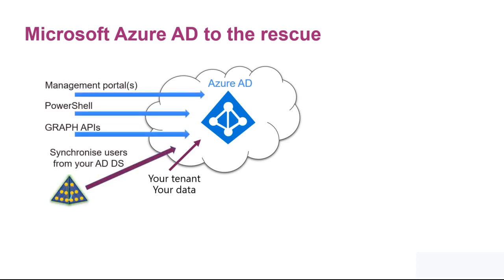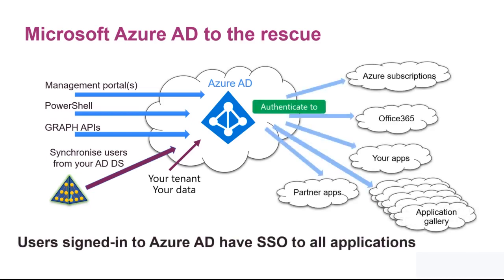There are currently two portals. The classic portals, soon to be retired. We can use PowerShell, we can use Graph, and essentially synchronize our on-prem users into Azure Active Directory. Once we do that, we can take advantage of those federated protocols, and we can now go out to a whole raft of applications.